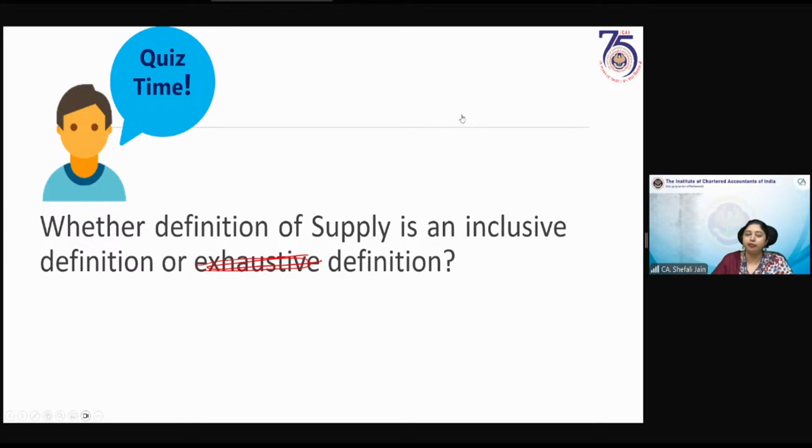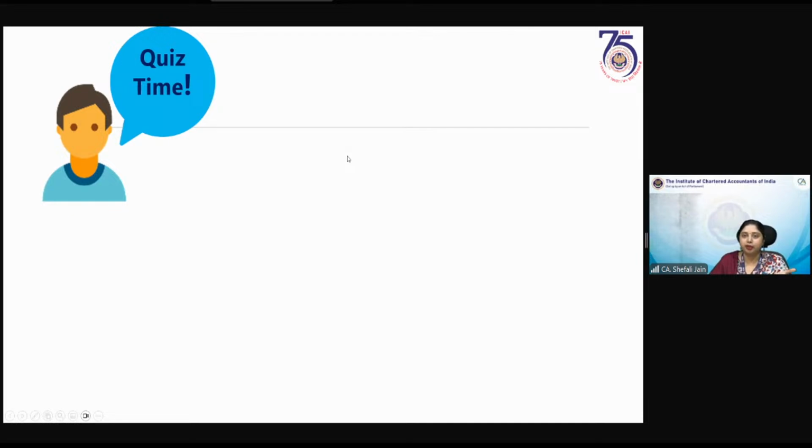This is a very important point which we should remember about the definition of supply, that it is an inclusive definition. It does not exactly specify what supply is, but it tells you what is included in the definition of supply. Whatever you know about what supply is also counts as supply, and whatever the definition tells you is supply will also be included. This was not, however, expected to be the way supply should have been defined under GST law, but they have given the inclusive definition, although it should have been a clear-cut definition of supply.